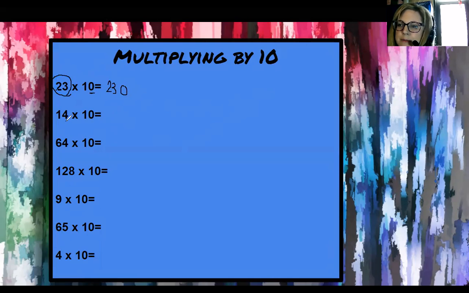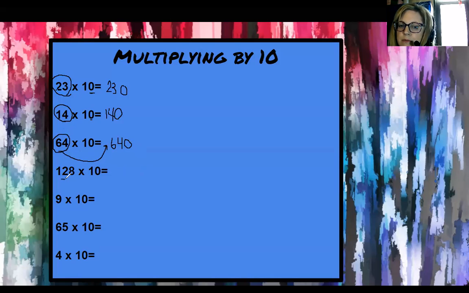Let's try 14 times 10. So I just take the number that is not a 10, which is 14, bring it over, and then since we're multiplying by 10, 10 has 1 zero, I add a 0 at the end, and I end up with 140. Next one is 64 times 10. So I'm just taking the 64 over, and then I'm multiplying by 10, so I'm adding 1 zero at the end, and that would be 640.